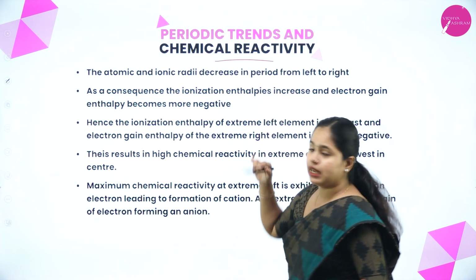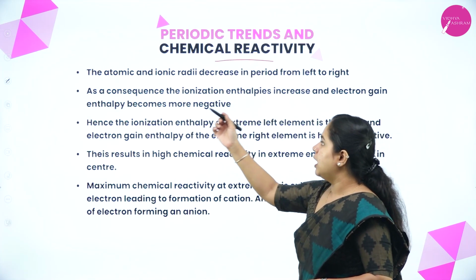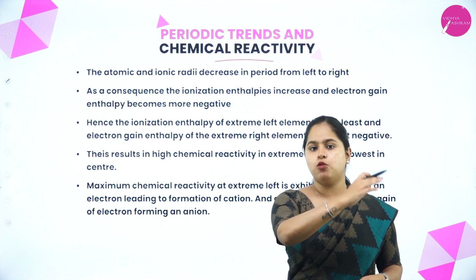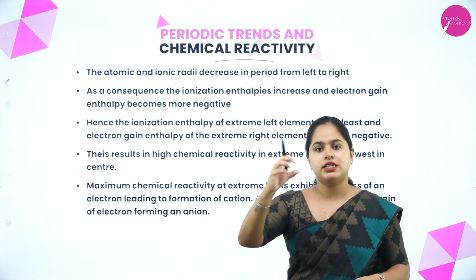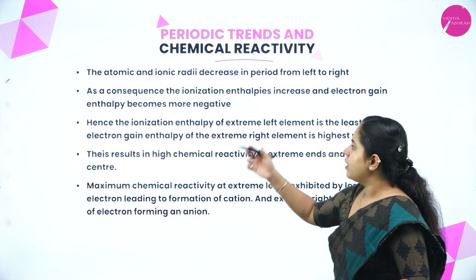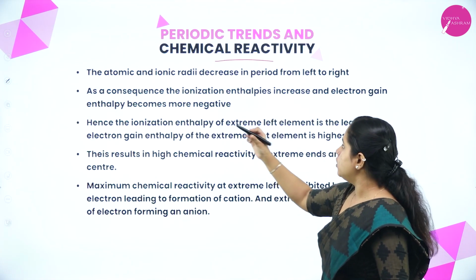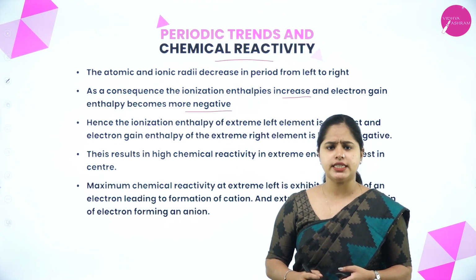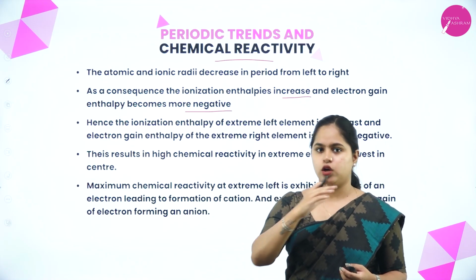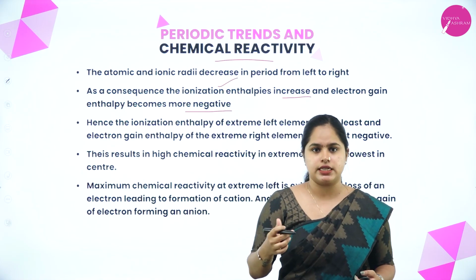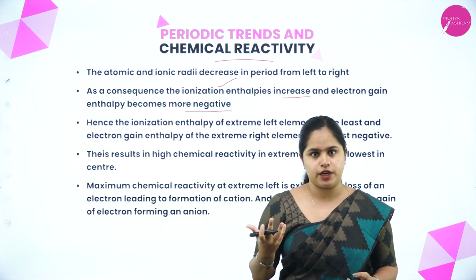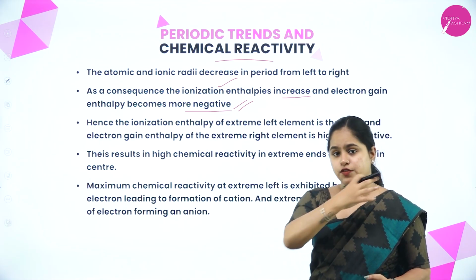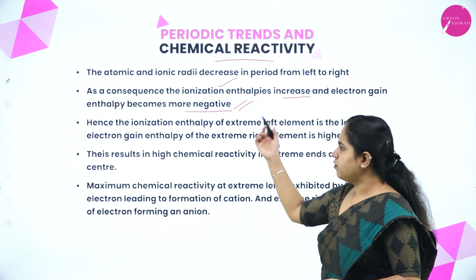We are studying about the chemical reactivity here. Okay. Now, the atomic and ionic radius decrease in a period from left to right. We know that when we move from left to right across a period, the atomic size keeps on decreasing. So, as a consequence of that, what happens? Ionization enthalpy increases and electron gain enthalpy becomes more negative. Because the atomic size is decreasing along the period, ionization enthalpy is increasing because it is now very difficult to remove an electron from there. And the electron gain enthalpy will also be more negative as we move along the period. Yes, we have already discussed this.